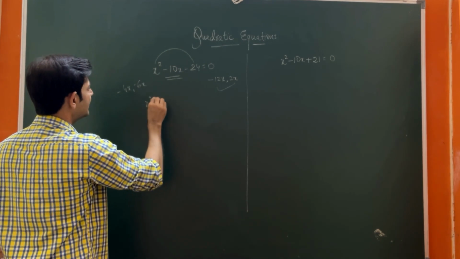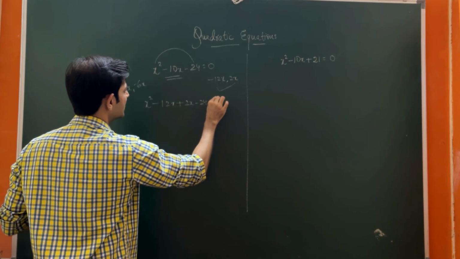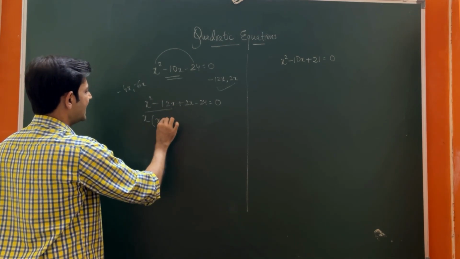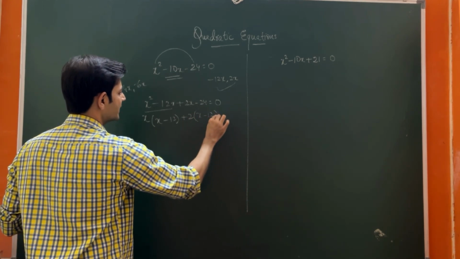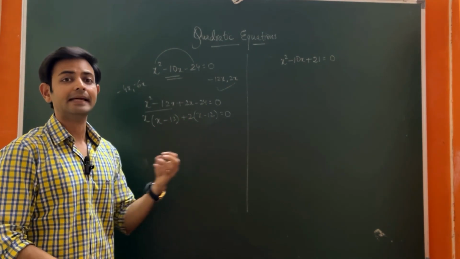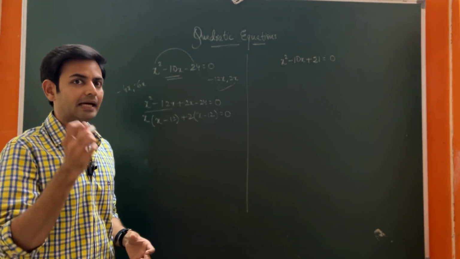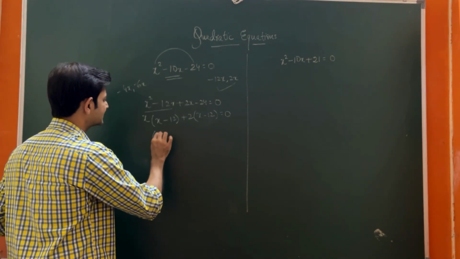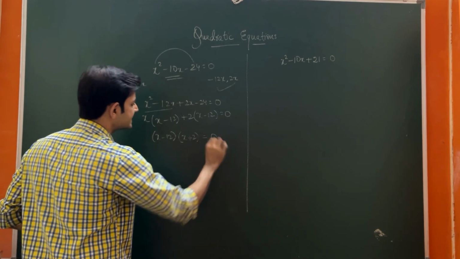So x² − 12x + 2x − 24 = 0. We take x common from the first two, so we get x(x − 12). We take plus 2 from the last two, we get 2(x − 12) equal to 0. Again, if you don't get these brackets the same, it means you have made some mistake in taking the factors. It is very important to have these two brackets the same. So we take x − 12 common, and we are left with x + 2. This is equal to 0.